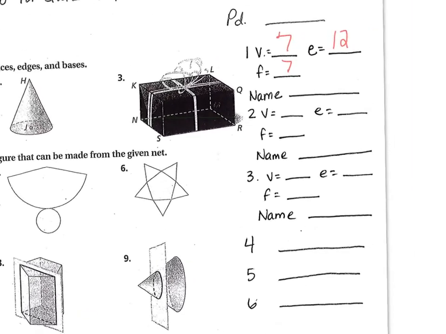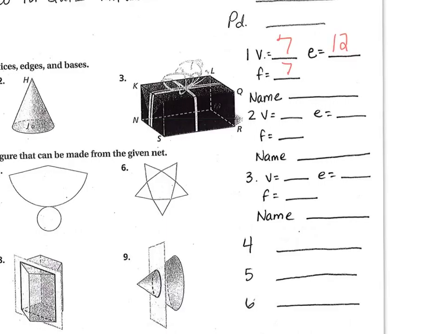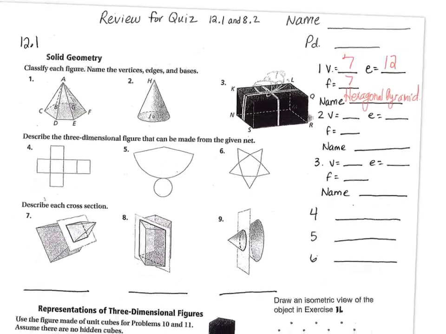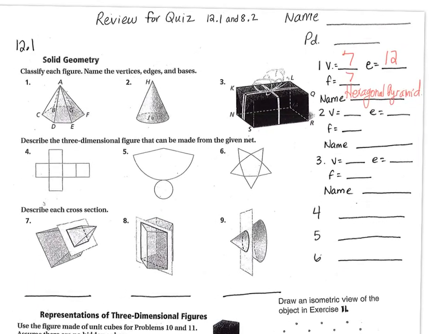Hexagonal pyramid. That is right. So it's hexagonal pyramid. And the pyramids and the prisms get their name by their bases, the name of the bases. Okay. Now for number 2, how many vertices do we have?